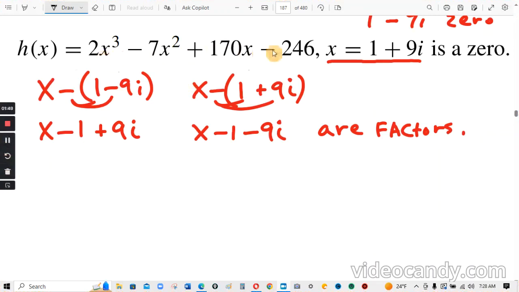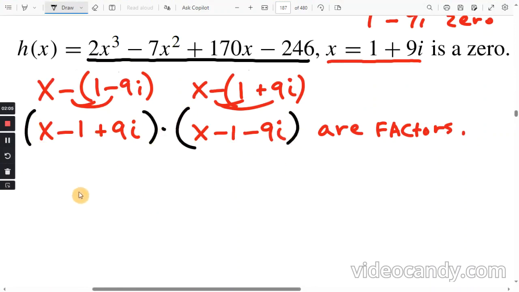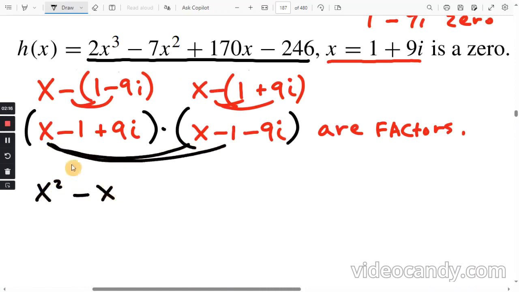Now, we want to divide the original function by these two. But we can't divide it in this form. We're going to have to multiply these out. Okay, so I'm going to multiply this times this right here. It's going to be a little bit of work. Distributing, x times x is x squared. x times negative 1 is negative x. x times negative 9i is negative 9ix.